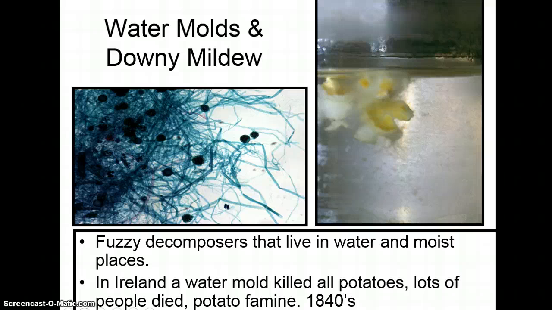A water mold was a major issue in Ireland. A water mold killed all of the potatoes, and in the mid-1800s, like around the 1840s, the main source of food for a lot of people, especially through the winter, was potatoes. So this water mold killed their source of food. They had no food to eat. So the potato famine came about in Ireland, and a lot of people were dying because of the potato famine, all due to this water mold in the ground killing the potatoes.